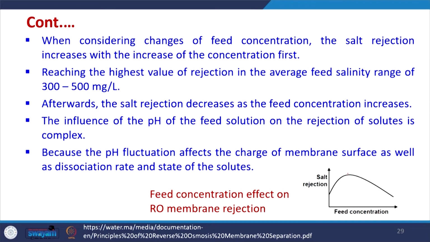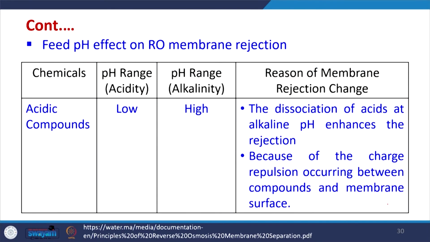Now, when considering the changes in the feed concentration, the salt rejection increases with the increase in the concentration first, and it reaches an optimum feed concentration value in the range of 300 to 500 milligram per liter. Afterwards the salt rejection rate will decrease as the feed concentration increases. The influence of pH of the feed solution on the rejection of solute is highly complex, because pH fluctuation may also change the charge of the membrane surface as well as the dissociation rate and state of the solute. So, the effect of pH is different, but with respect to salt this is shown here. We will now see the effect of pH.